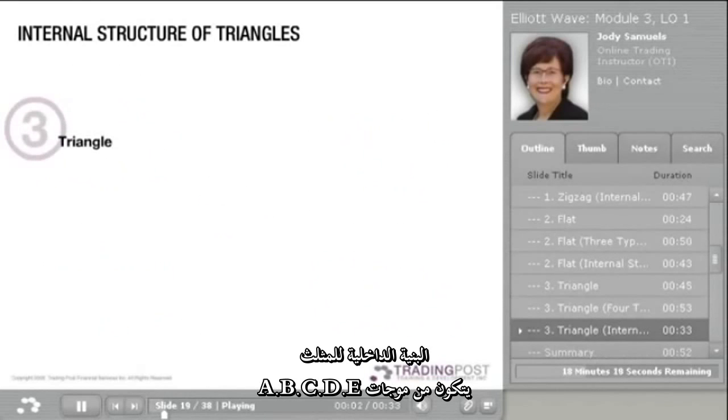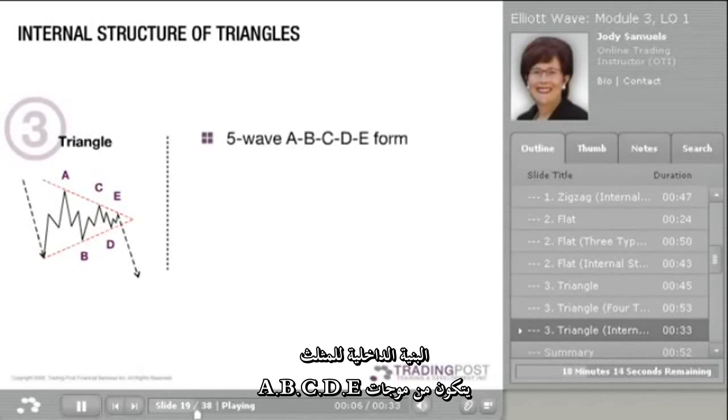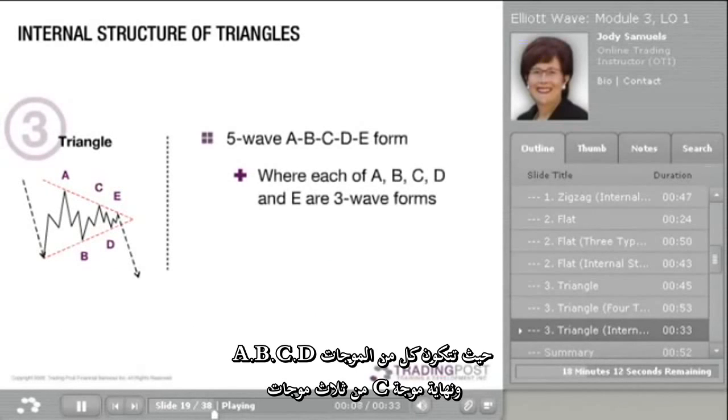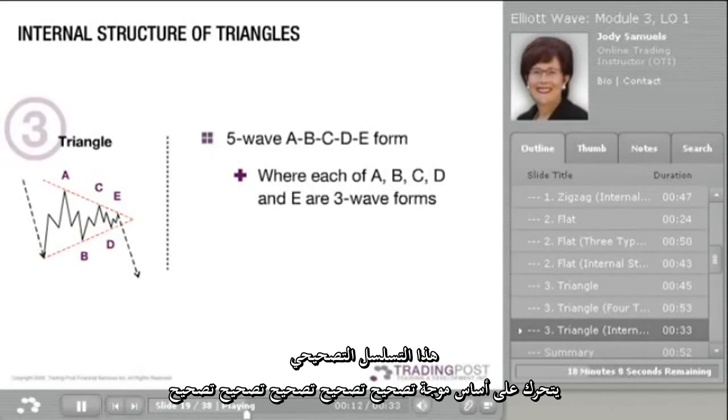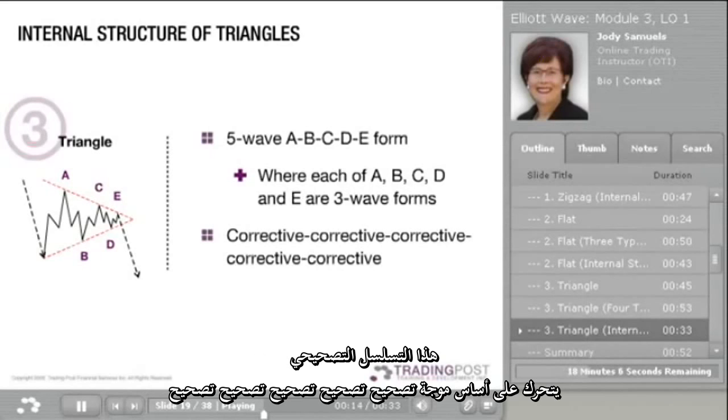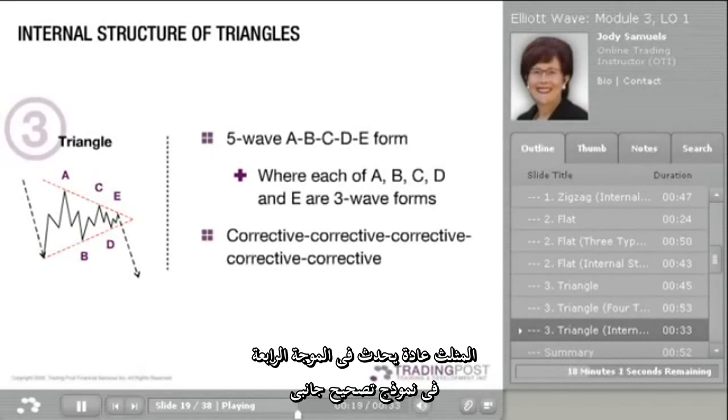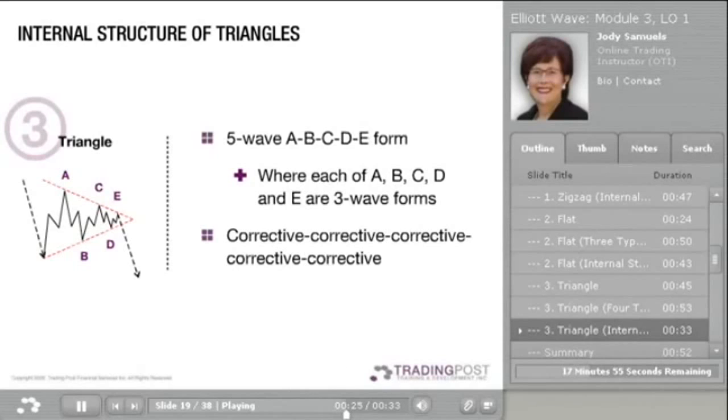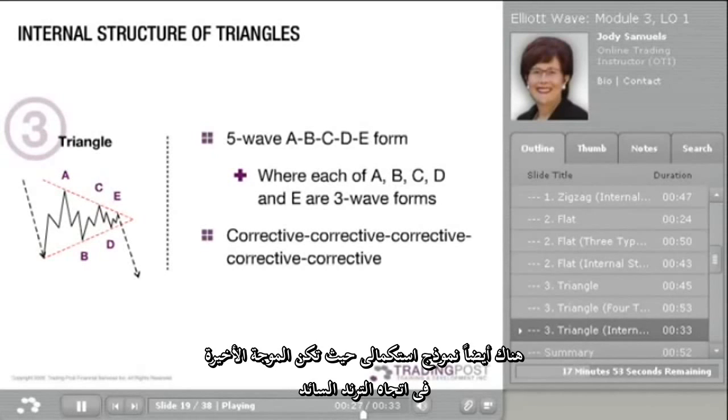Internal structure of triangles. The triangle has a 5-wave ABCDE form, where each of the A, B, C, D, and E legs are three-wave forms. This corrective sequence trades as a corrective, corrective, corrective, corrective, corrective sequence. Triangles usually occur in the fourth wave positions and are considered sideways consolidation patterns. They are also continuation patterns as they precede the final move in the direction of the current trend.